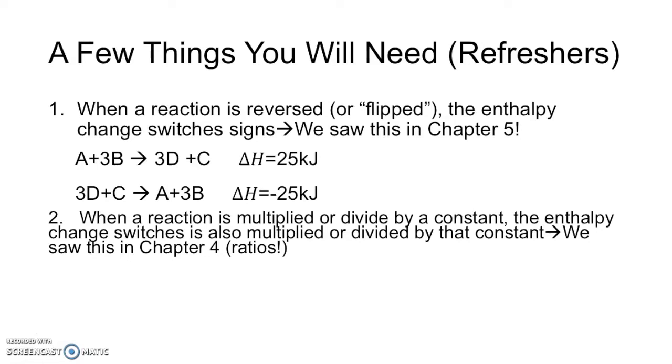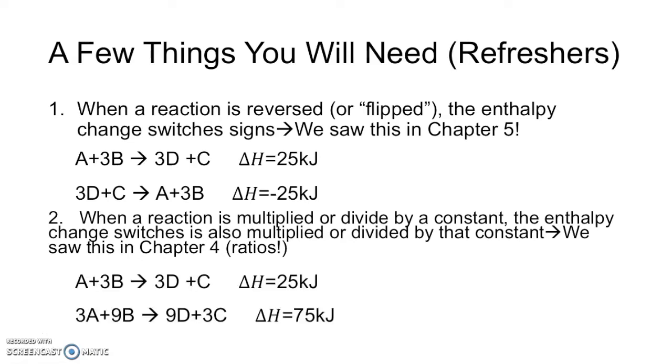Secondly, we saw this in chapter 4 when we used the ratios, the stoichiometry. We saw that if we multiplied or divided a chemical reaction by a specific constant, then the enthalpy change would also get multiplied or divided by a specific constant. So like in this example here, notice how the chemical equation is being multiplied by 3. If the chemical equation is being multiplied by 3, then the enthalpy change is also being multiplied by 3. And you can see how the enthalpy change has just tripled.